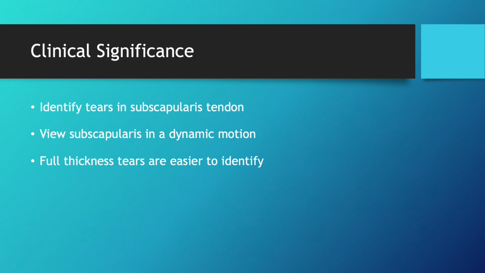Clinical significance. This can be used to identify tears in the subscapularis tendon, and it also allows us to view the subscapularis in a dynamic motion. And this also helps to view full thickness tears as they're easier to identify.